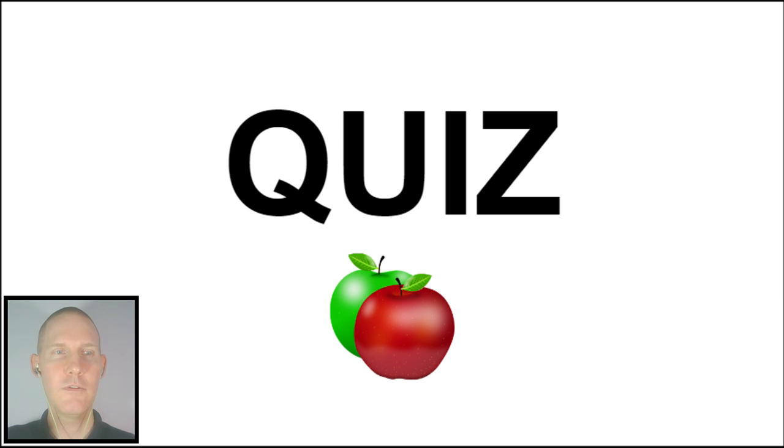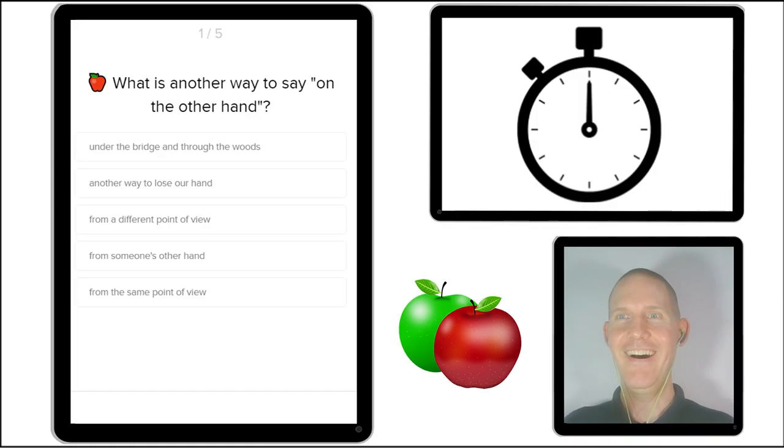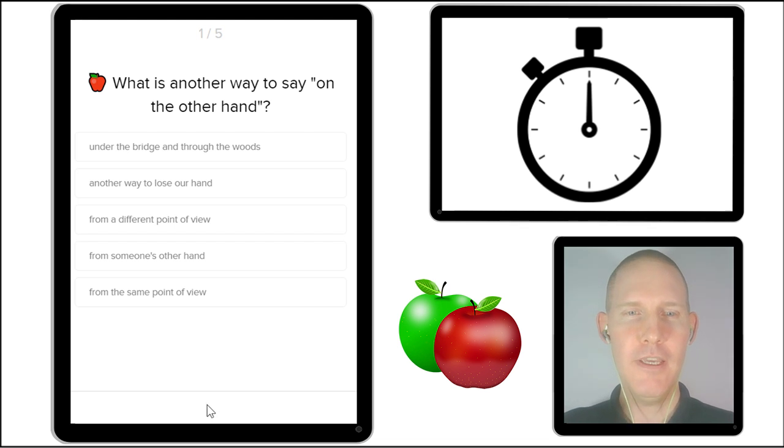Let's switch screens. All right, I'm bigger. My face is bigger. Okay, so here we go. Question number 1. What is another way to say "on the other hand"? Under the bridge and through the woods. Another way to lose our hand. From a different point of view. From someone's other hand. From the same point of view.